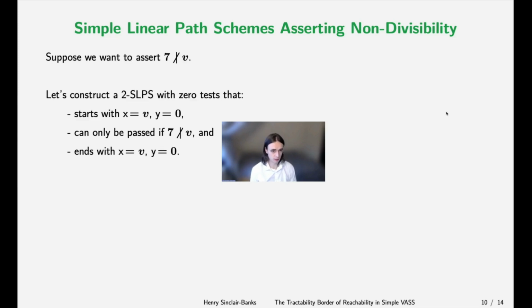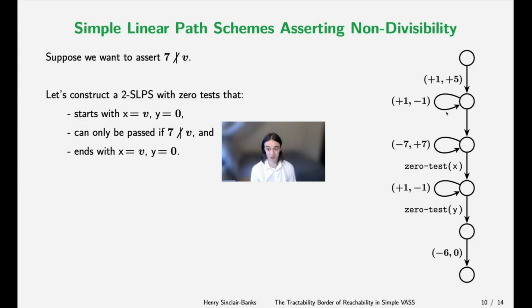We'd like this simple linear path scheme to only be parsable, so be able to get from the first state to the last state, if 7 does in fact not divide v. And we'd like to end up with the original starting values, that x is equal to v and y is equal to 0, so that we can then combine these by concatenation and then repeatedly do non-divisibility queries. Okay, so here's the simple linear path scheme. I'm going to talk you through it, don't worry.